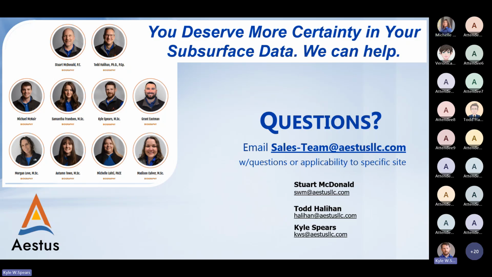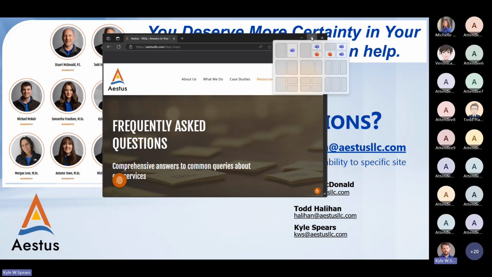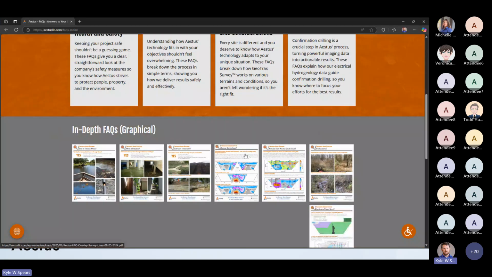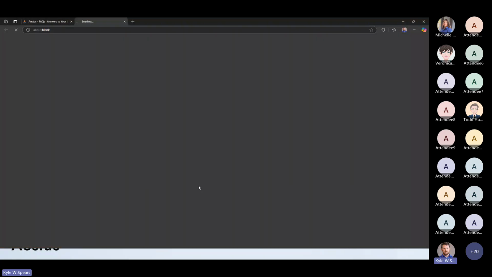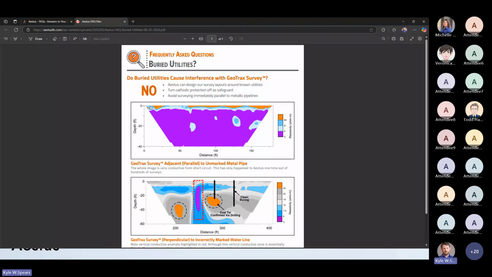Oh yeah, that's again, not to sound redundant here, but a matter of logistics. So we cannot go right over the top of a buried metallic pipe. And let me just pull up our FAQs here real quick. There it is. All right. So yeah, if we go right over the top of a metallic pipeline, it's going to look something like this. It's just all super conductive, so essentially it blanked us out.